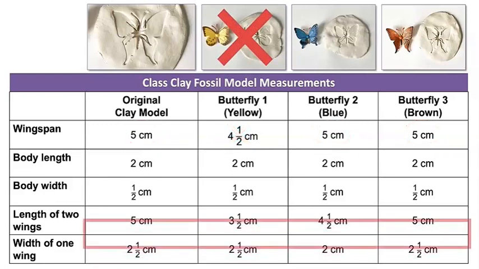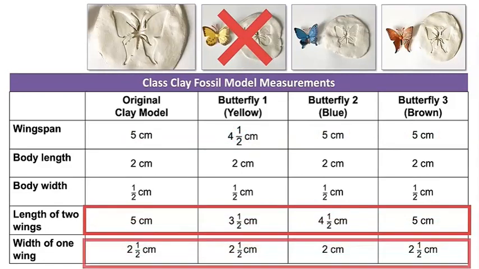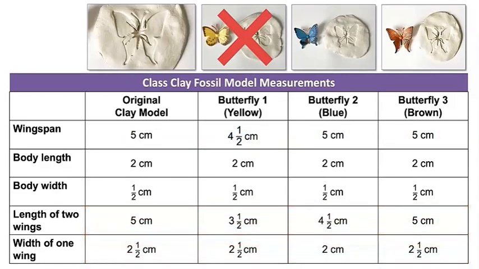Let's look at the length of 2 wings and the width of 1 wing. We already eliminated butterfly number 1, so let's see about butterfly 2 and butterfly 3. The clay fossil model's length of 2 wings is 5 centimeters, and butterfly 2's is 4.5 centimeters. Since those don't match, we can eliminate that one as well.